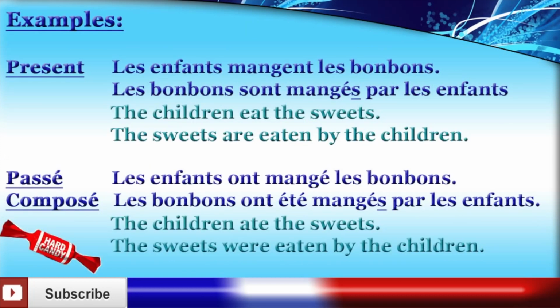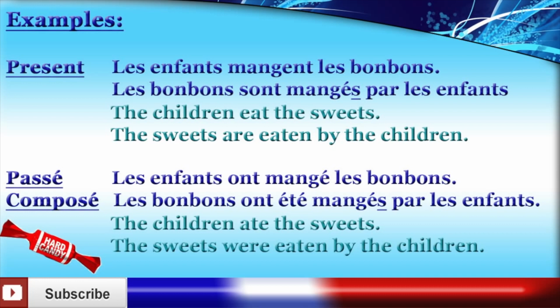For example, les enfants mangent les bonbons. The children eat the sweets. Les bonbons sont mangés par les enfants. The sweets are eaten by the children. Notice that mange in the first sentence is in the present tense. So to make this sentence passive, we also need to conjugate être in the present tense, and then add the past participle of the verb manger. So by doing that, we get sont mangés. Also, mangé takes an S because it is used with the helping verb être, and so agrees with the subject.